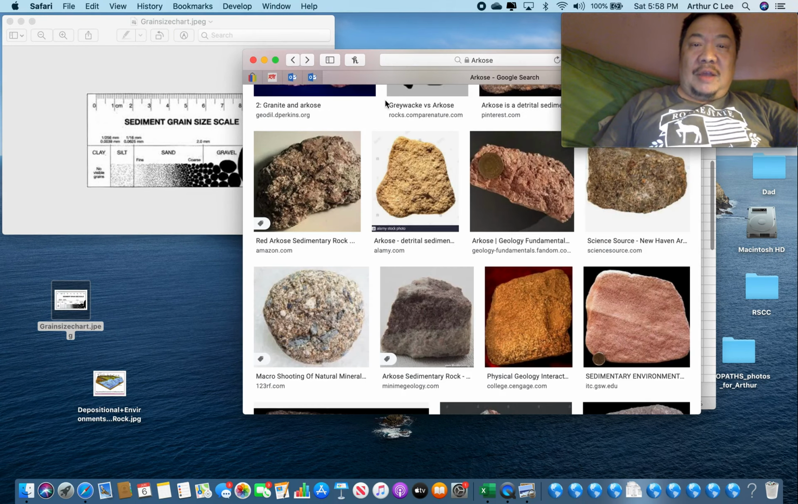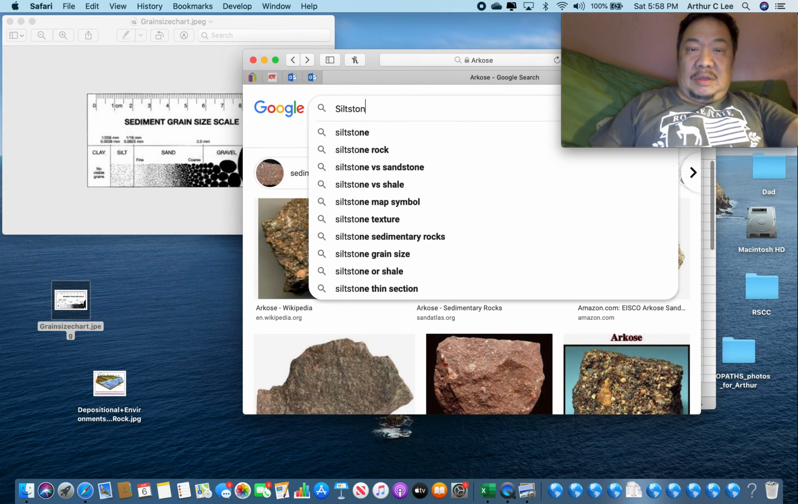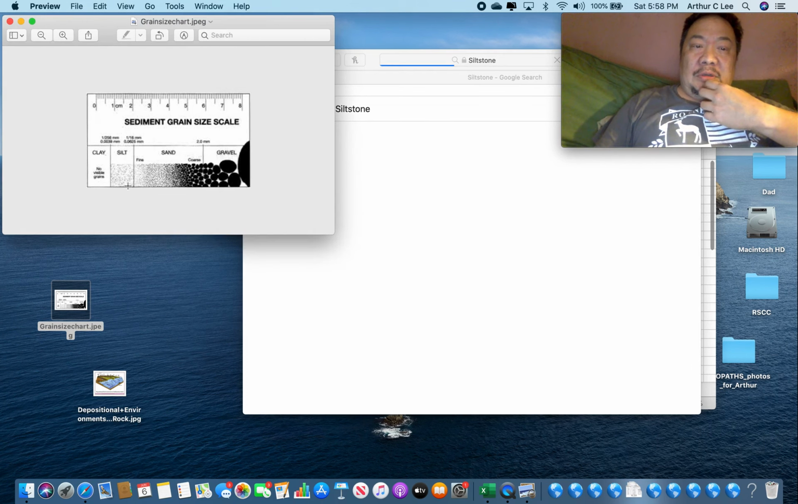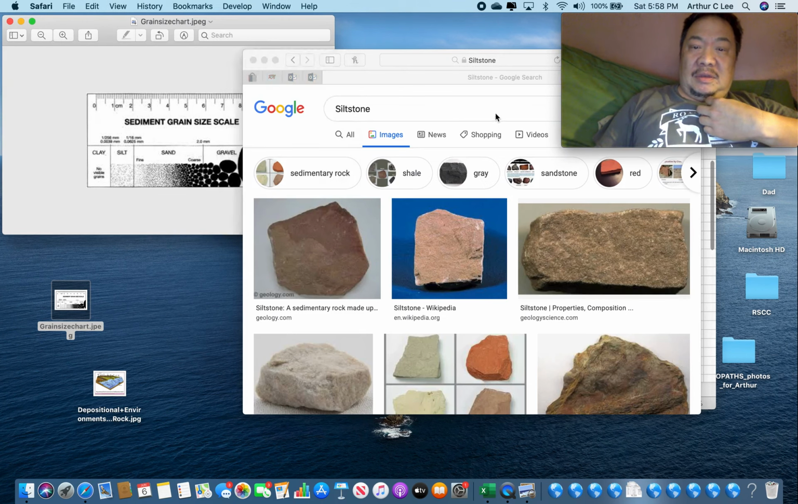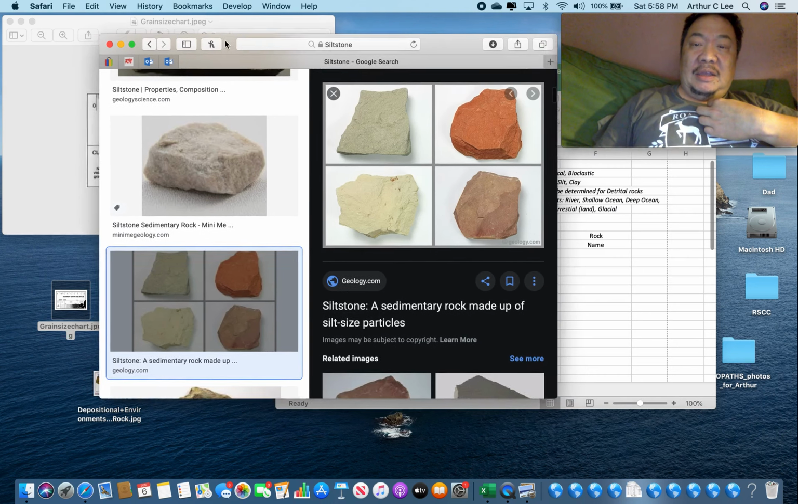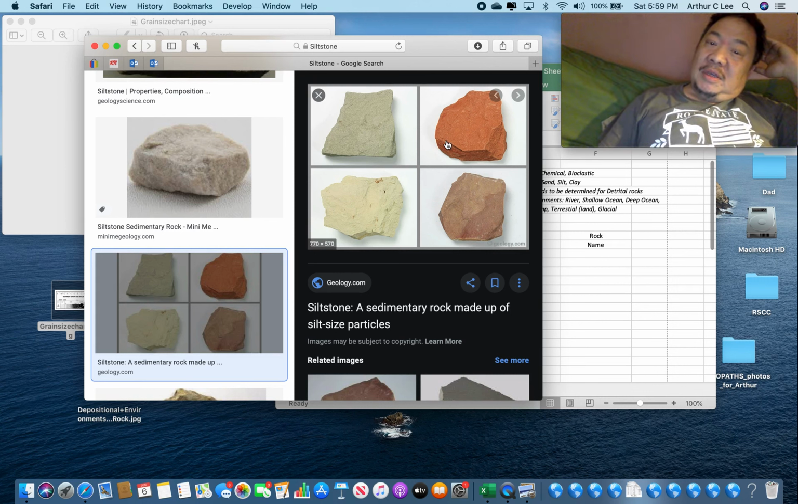Another type of detrital sedimentary rock is one that's called siltstone. And silt is smaller than sand. Look how small silt is. And silt can come in many colors. You can't identify siltstone by color. That's why taking photographs of these rocks is not enough. You have to look at the size of the particles. They're smaller than sand. It's made of silt.